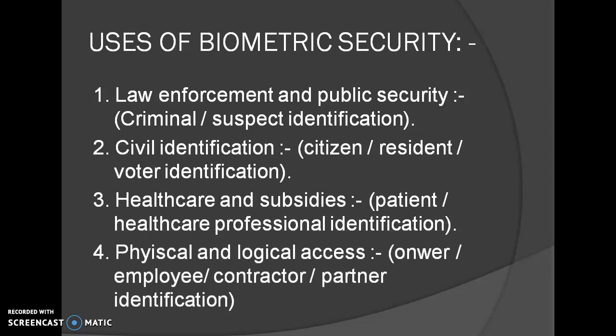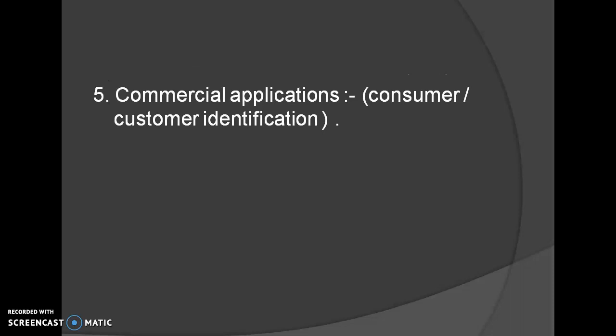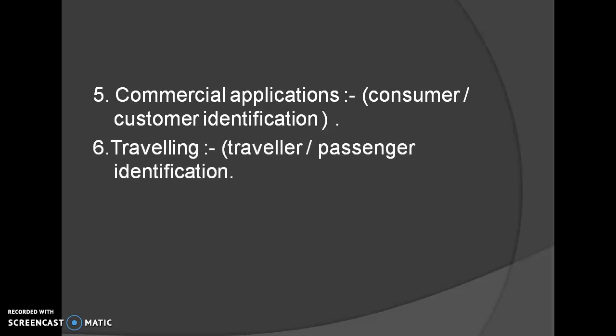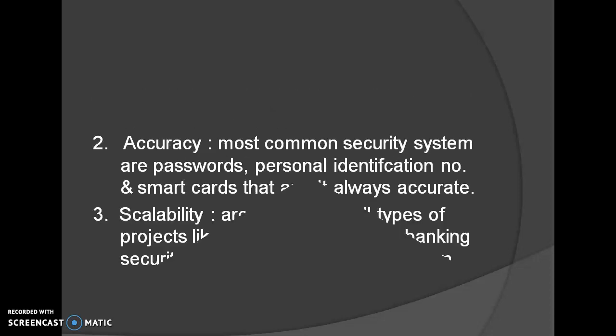Fourth one is physical and logical access. Owner, employee, contractor and partner identification. Fifth one is commercial application. It is used in the way of consumer and customer identification. Sixth one is traveling. It is used in the way of traveler and passenger identification. These are the examples of biometric security.